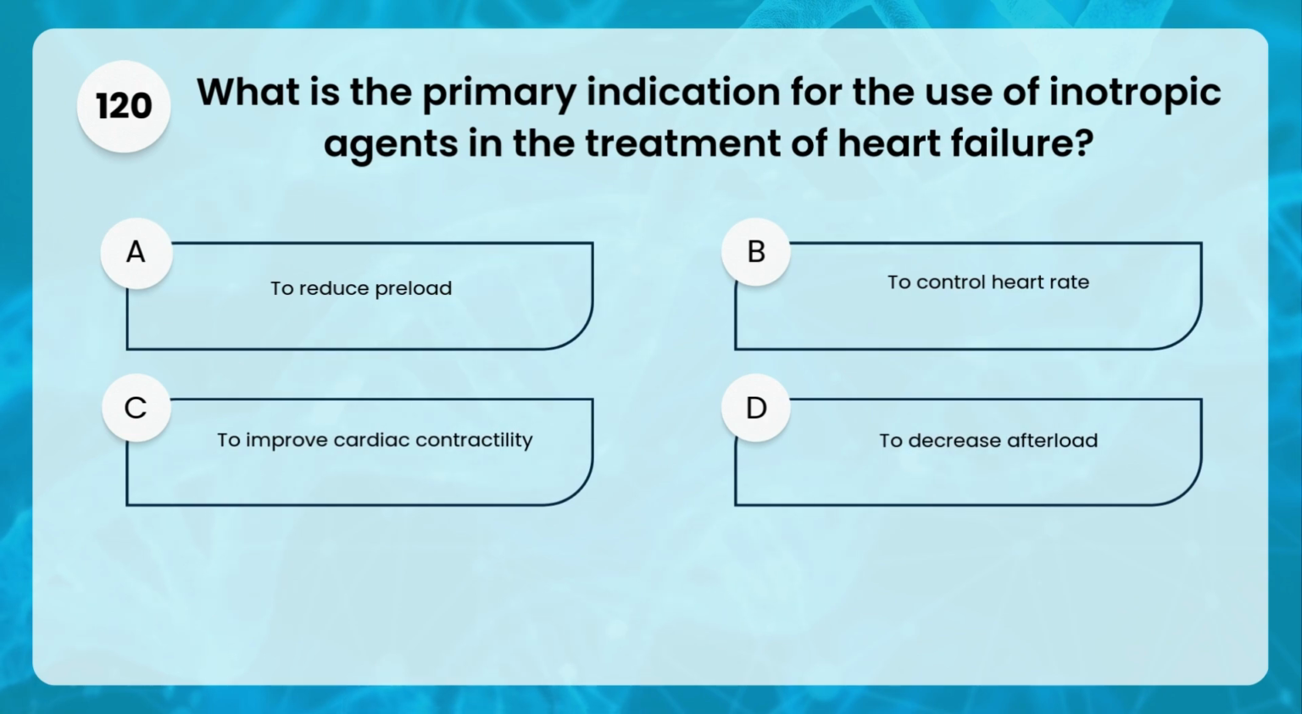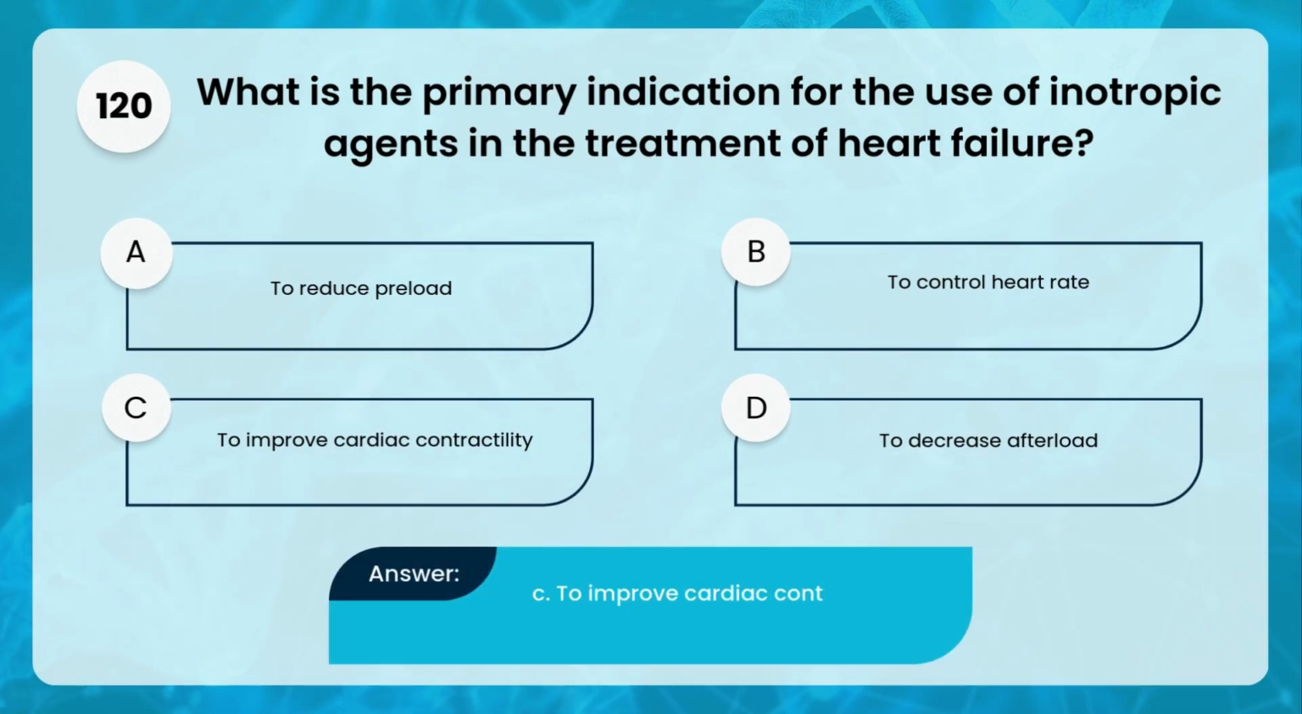120. What is the primary indication for the use of inotropic agents in the treatment of heart failure? A. To reduce preload. B. To control heart rate. C. To improve cardiac contractility. Or D. To decrease afterload. The answer is C. To improve cardiac contractility.